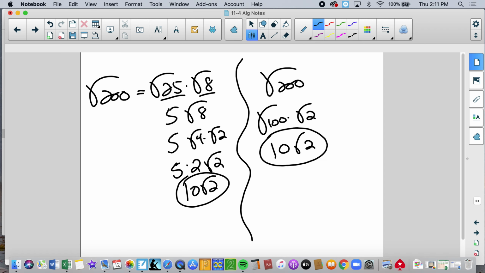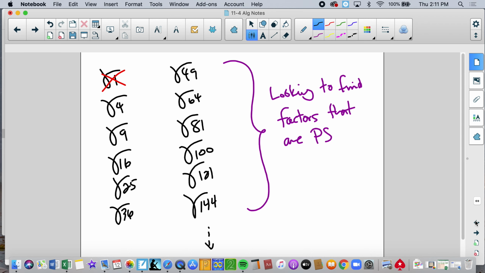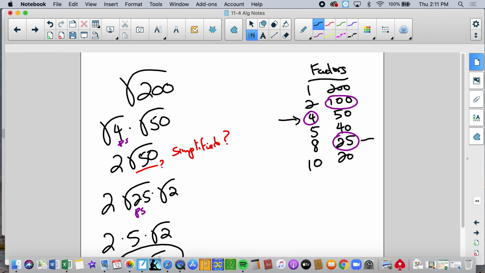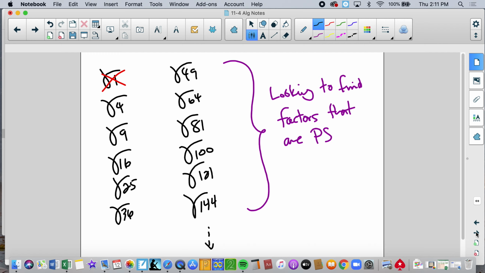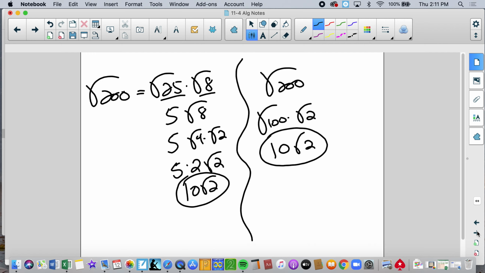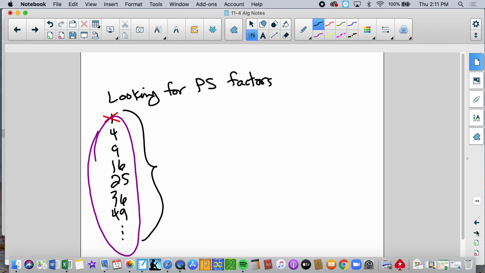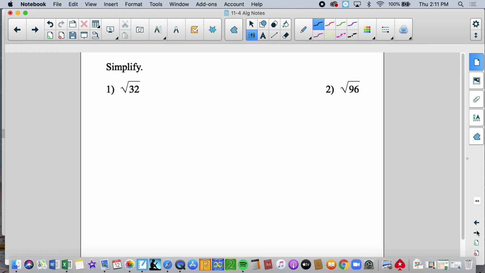It doesn't matter which group of factors you pick, just as long as one of those is a perfect square. We wouldn't choose 5 and 40, because 5 is not a perfect square and 40 is not a perfect square. We wouldn't choose 10 and 20. Neither is a perfect square. We only want ones that can come out of the house, per se. All right, let's try a couple.